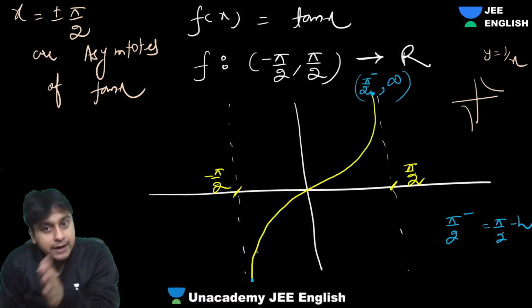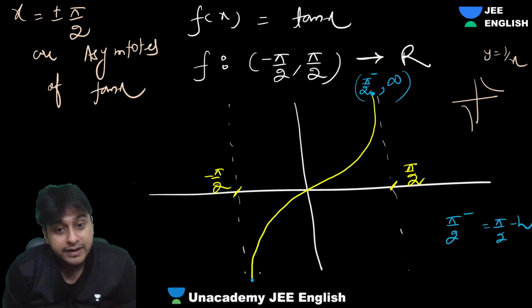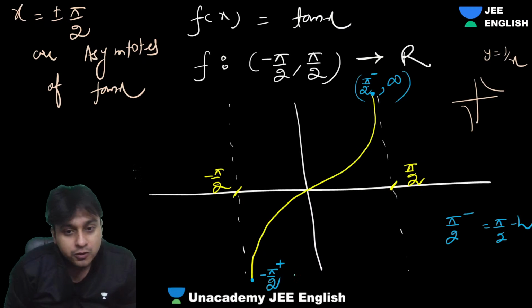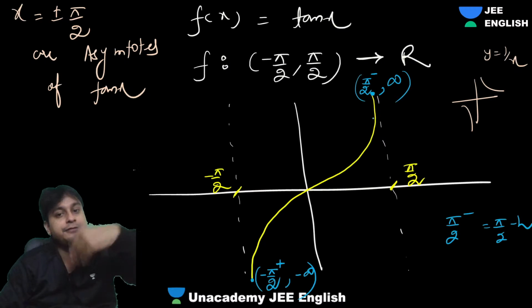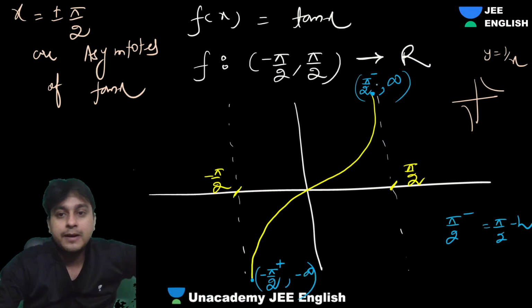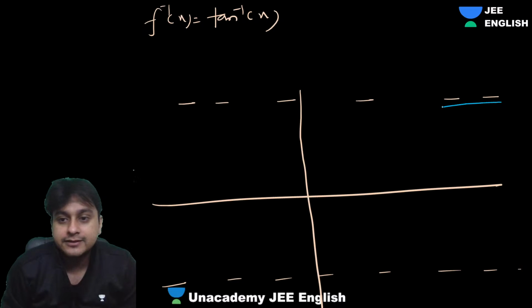And what is this point, guys? It's just after minus pi by 2. So we call this point just greater than minus pi by 2. So we call this point as pi by 2 se thoda zyada. That means minus pi by 2 plus, comma minus infinity. Okay. So guys, its reflection about y equal to x will be flipped. It will be infinity, comma pi by 2 minus. So my dear students, the graph will be like this.